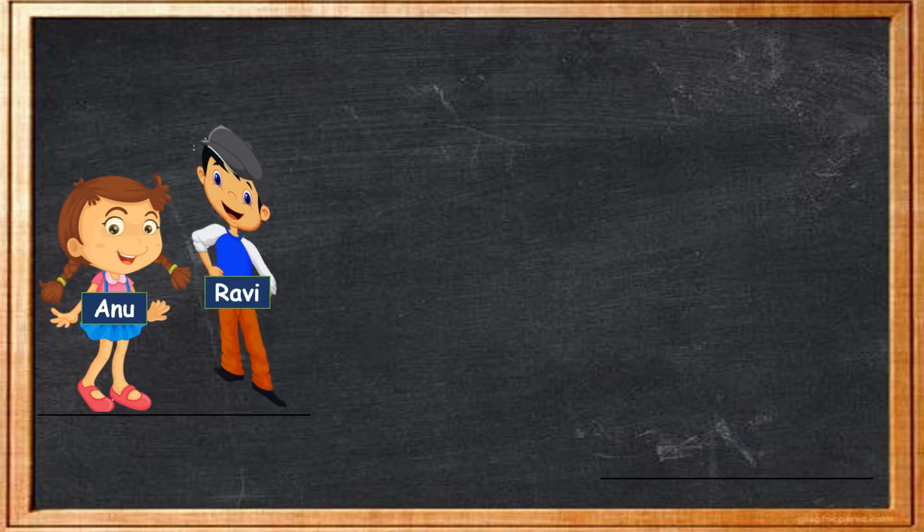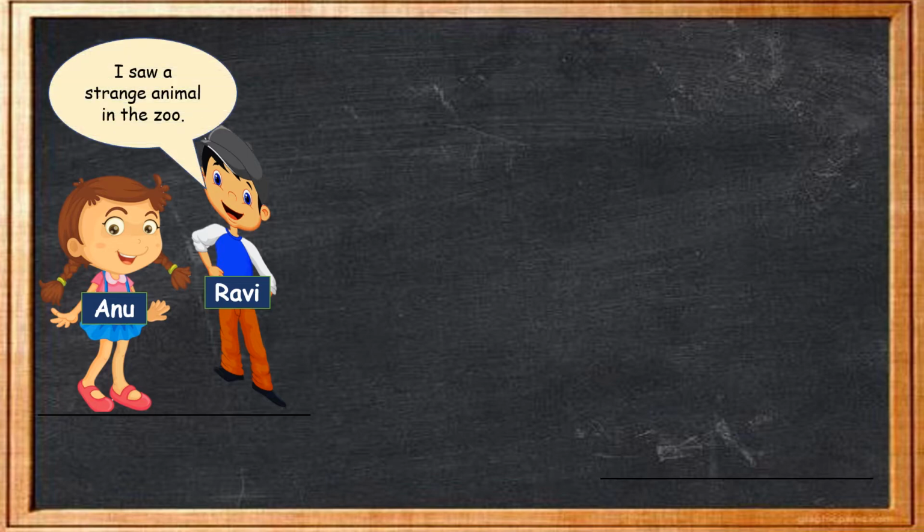Ravi shared his experience about the zoo. What has Ravi shared with Anu? He has shared that I saw a strange animal in the zoo. So children, here as you can see on the screen, Ravi is telling Anu that he saw a strange animal in the zoo. You can see Ravi is speaking, I saw a strange animal in the zoo.